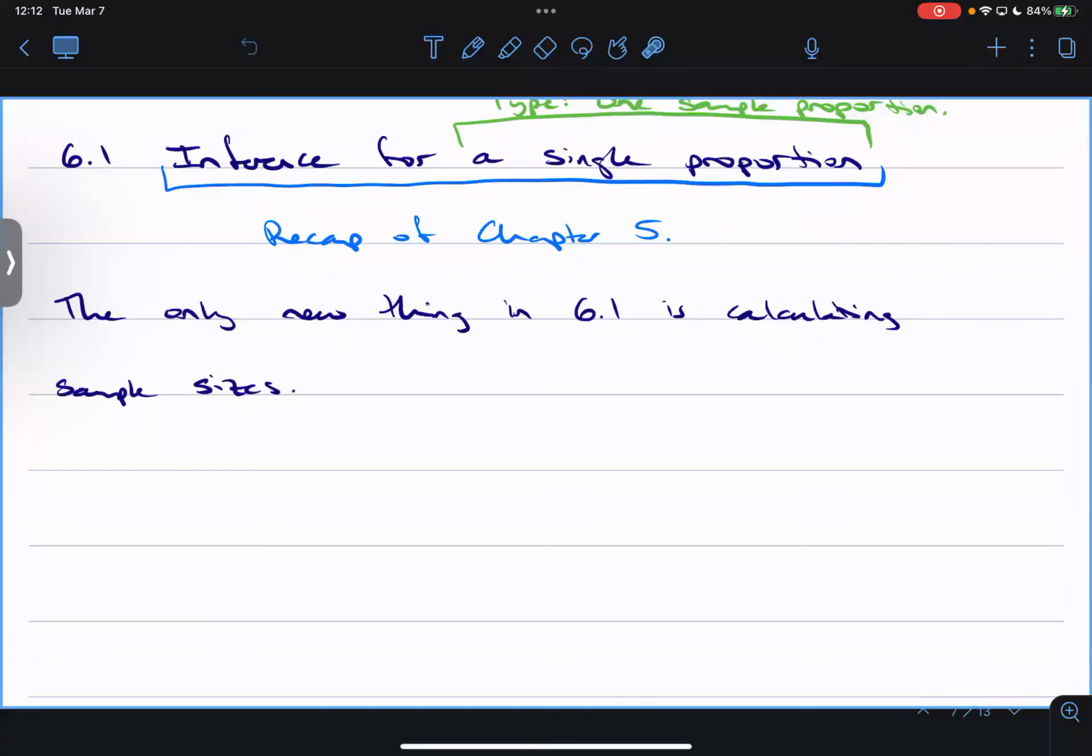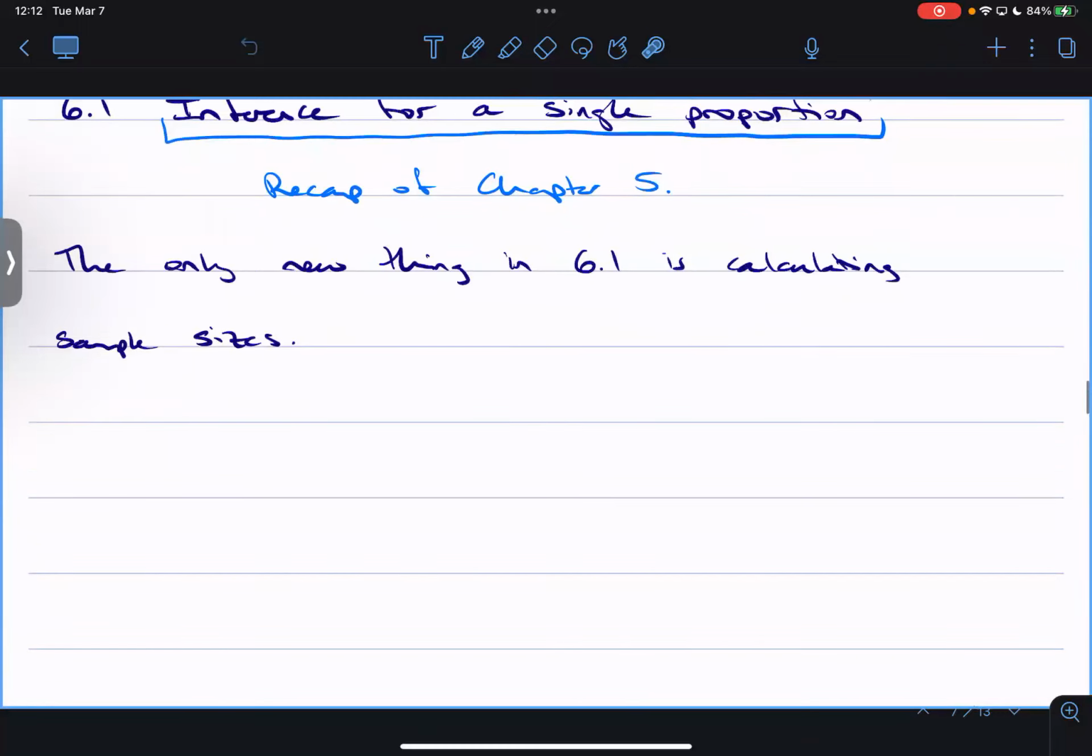So we need to decide some sample size. Before we conduct a study, we usually need to know roughly what sample size we need. Need for what? For my margin of error to be less than 3%, 2%, 1%, that kind of thing. It's all based off of your margin of error.